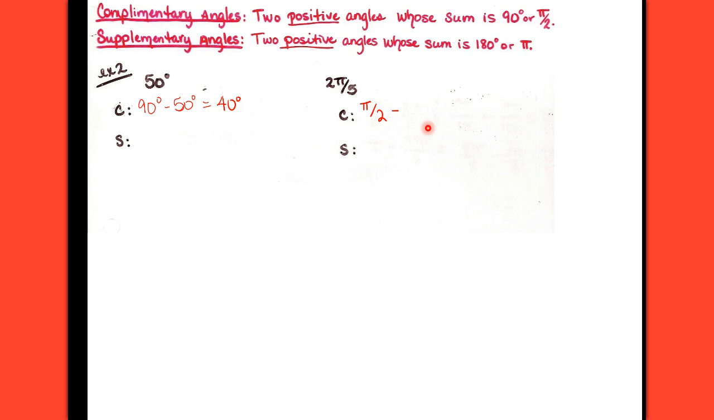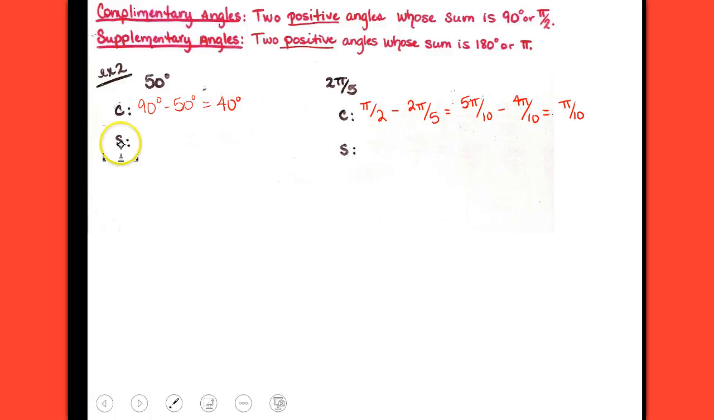All right? So once I get it set up, it's just working with fractions. We're good with that. It's the setup that we want to make sure that we've got. So I need a common denominator for 2 and 5. That would be 10. So we'll rewrite each of those fractions with a denominator of 10. And then we could subtract to get our complement.